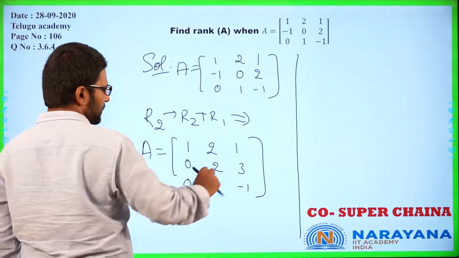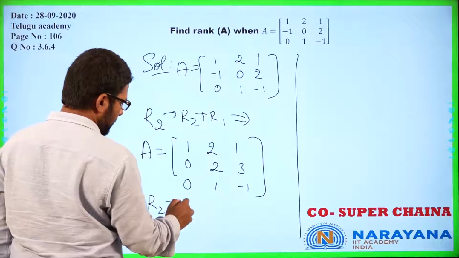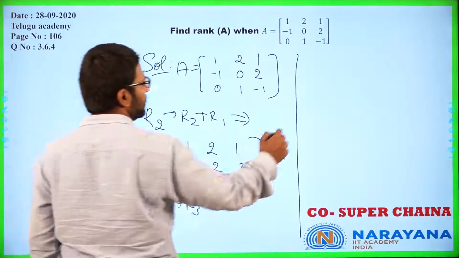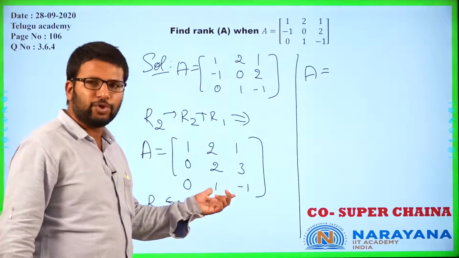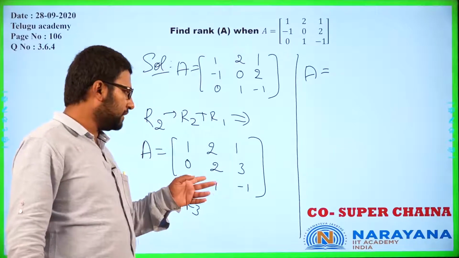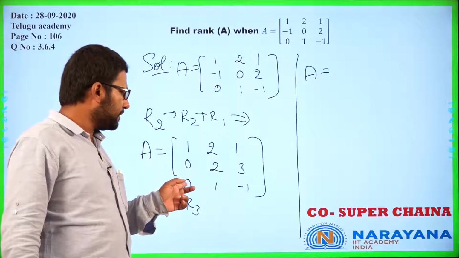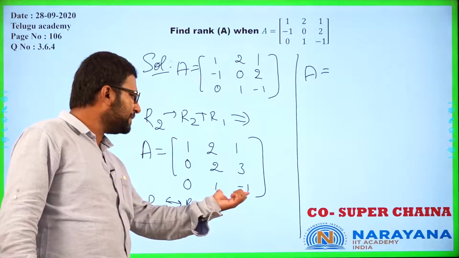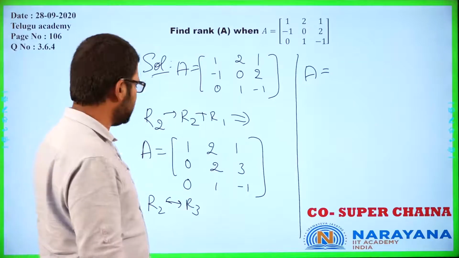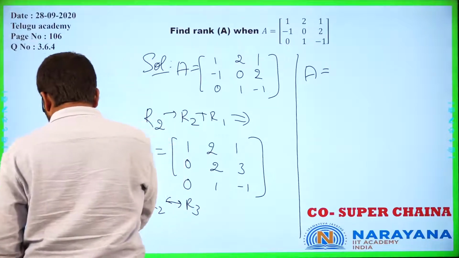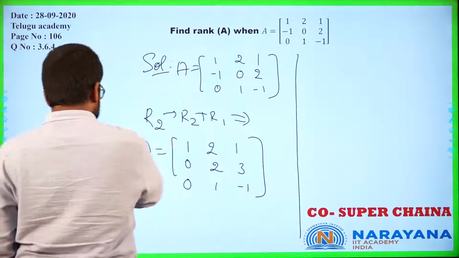Now I need to bring 1 here. So R2 and R3 need to exchange. Anyway, I hope you realize that definitely the rank is going to be 3 only. How do we know? Because for any one of the rows to actually become 0, you will need these two elements to be some multiple of these two elements, and it's pretty clear that it's not going to be a multiple, right? In fact, we can make this conclusion without even going up to the echelon form.